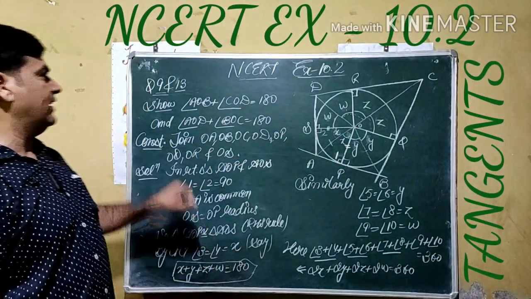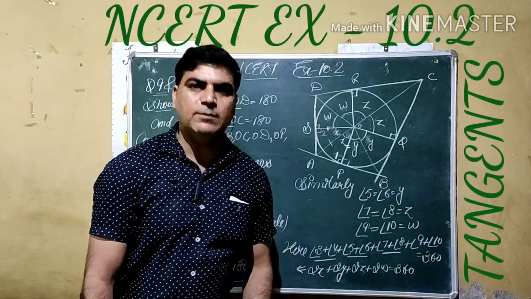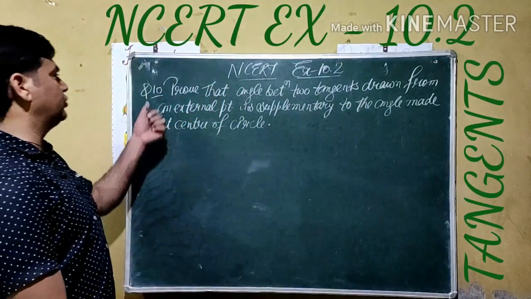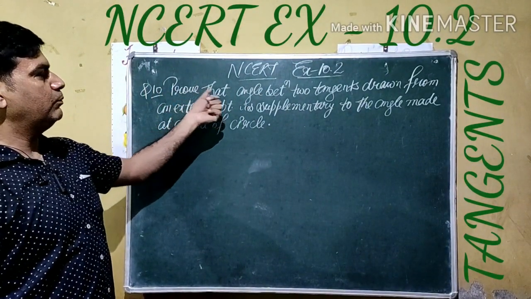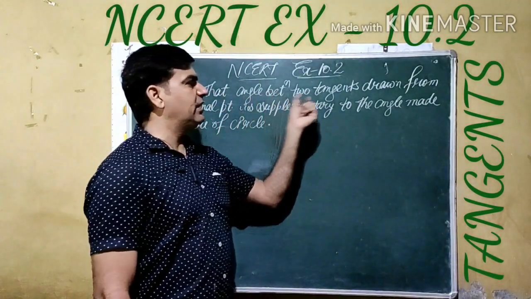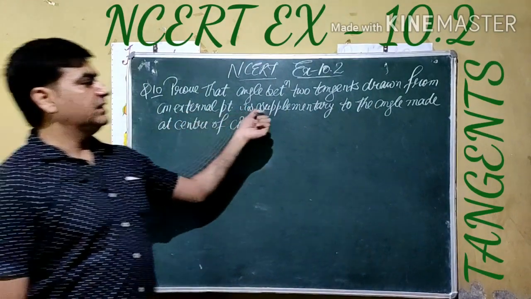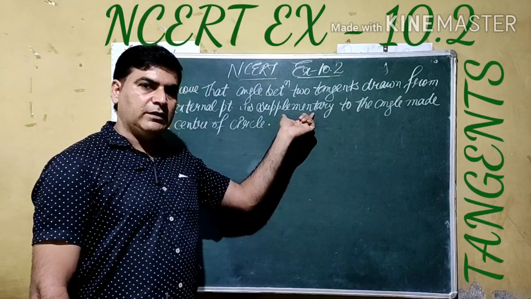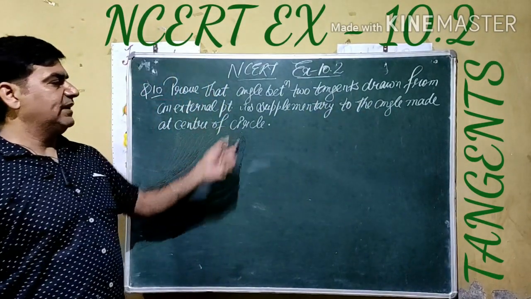So like this we can connect question number 9 and 13 with each other on the same concept of solving trick here. Now we are going to continue with our next question, question number 10 of exercise 10.2. Here the question is, we have to prove that the angle between the two tangents drawn from an external point is supplementary. The meaning of the word supplementary is that the sum of two angles should be 180 to the angle made at the center of the circle.